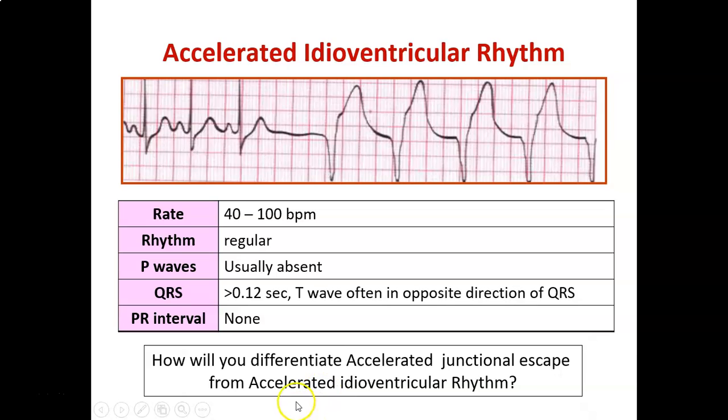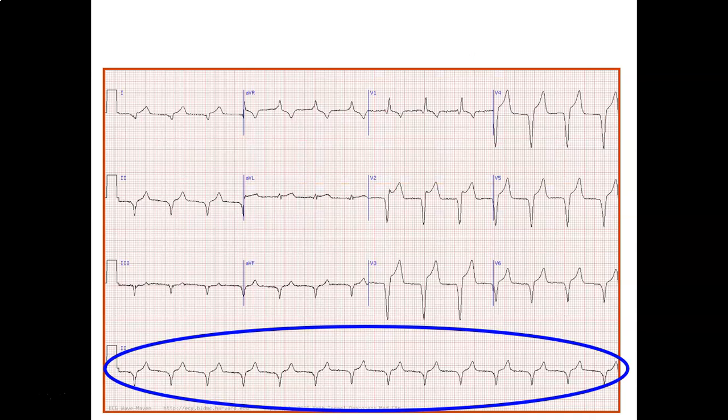Here the question is, how will you differentiate accelerated junctional escape from accelerated idioventricular rhythm? The answer is obviously the width of the QRS complexes. They are wide in case of accelerated idioventricular rhythm, but narrow in case of accelerated junctional escape rhythm. Look at the bottom of this ECG rhythm strip. The rate is less than 100 but more than 40.